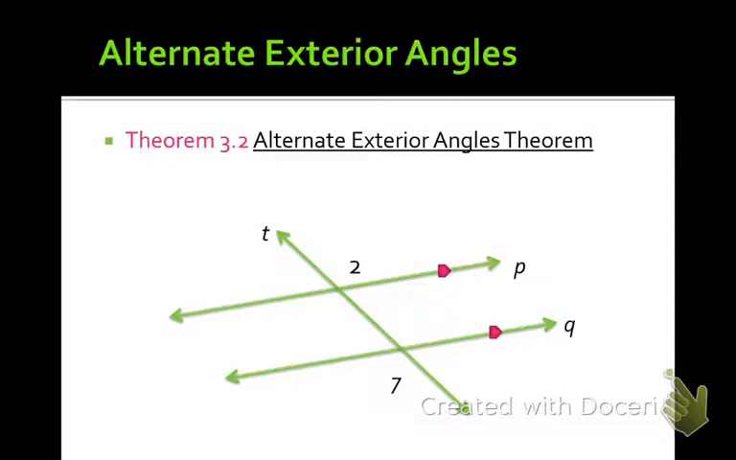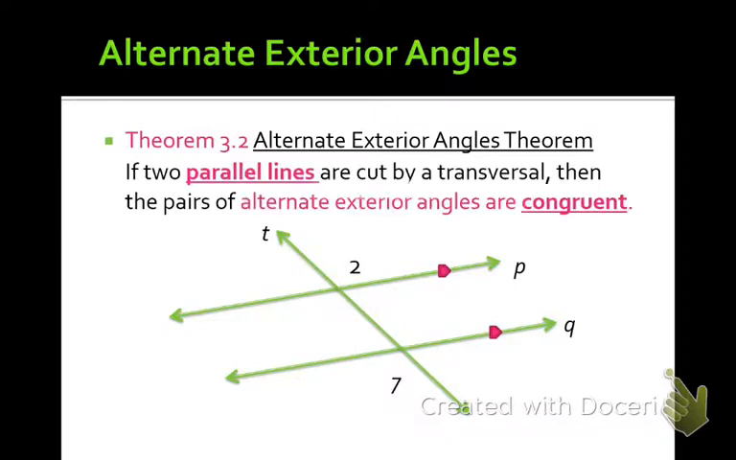Alternate exterior angles theorem. It says that if two parallel lines are cut by a transversal, then the pairs of alternate exterior angles are congruent. In this picture, 2 and 7 would be congruent. They're the alternate exterior angles. They are congruent. That's one of the pairs. There's 2 pairs. These other 2 would be congruent as well because they are alternate exterior angles.